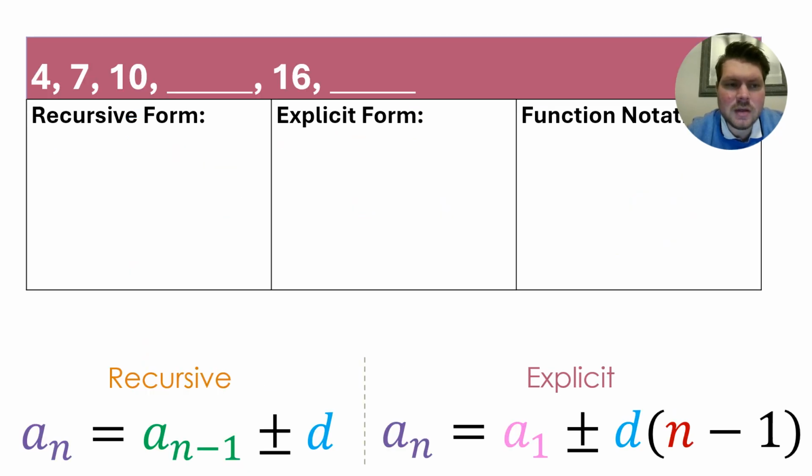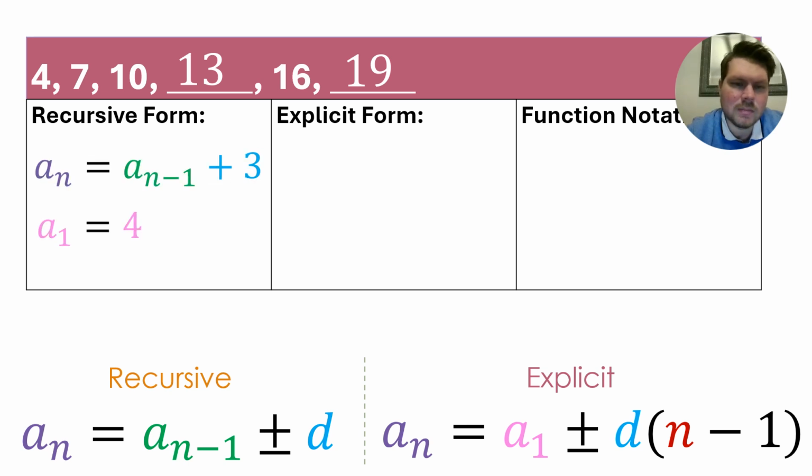All right, this one, my recursive formula looks like this. It's a little different because this is linear. So instead of multiplying, it's either adding or subtracting. In this case, it's adding by 3 each time. And then my first term is 4. So for here, I need to put my A1, which is 4, and my D, which is what it's going up by, which is 3.